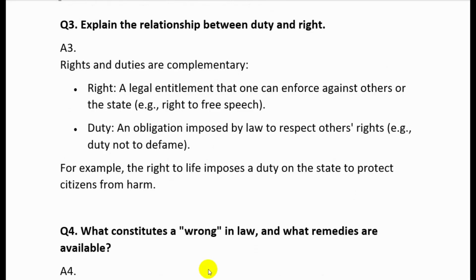Explain the relationship between duty and right. Right is a legal entitlement that one can enforce against others or the state. That is, the right to free speech is one of the rights. Duty is an obligation imposed by law to respect others' rights. Example, duty not to defame. For example, the right to life imposes a duty on the state to protect citizens from harm.